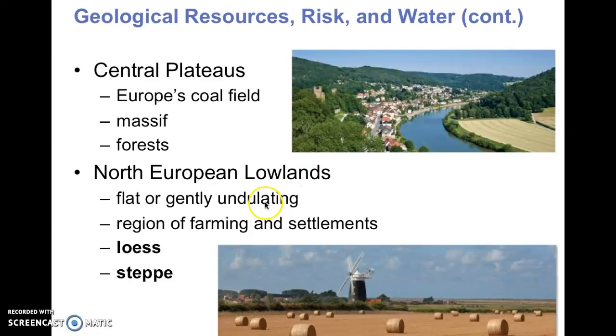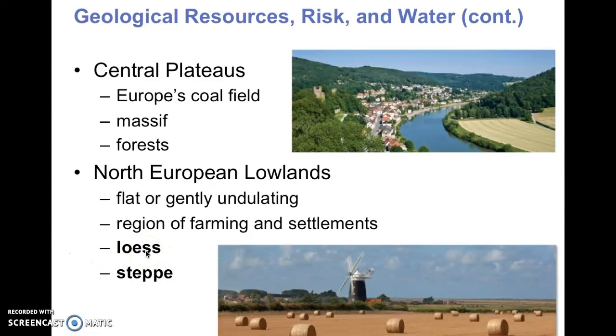Northern European lowlands, they stretch along the Baltic, North Sea, and Atlantic coast, along the coast and southern England, are flat and gently undulating. The region of farming and settlement, so it's very rich agricultural, and part of that is because of the loose soils, which are airborne silts that come in mass quantities and are deposited there, which makes a very fine soil, real good for growing.